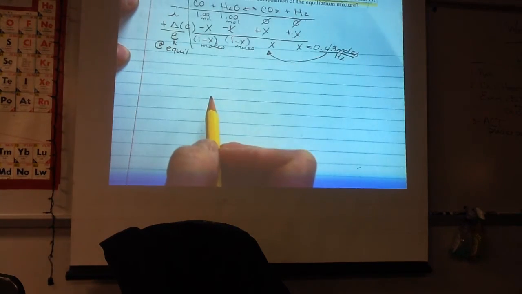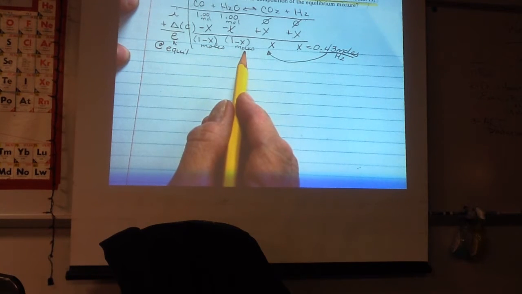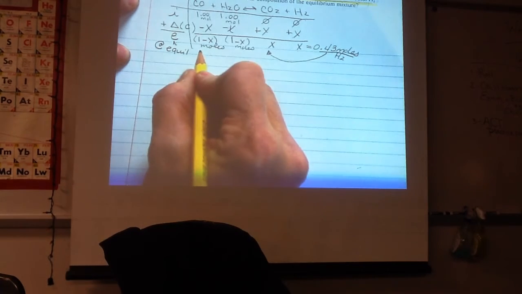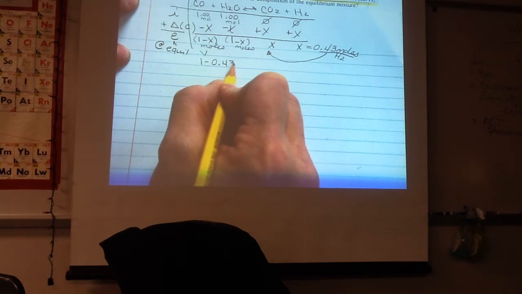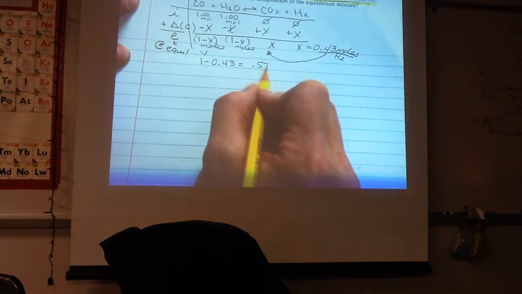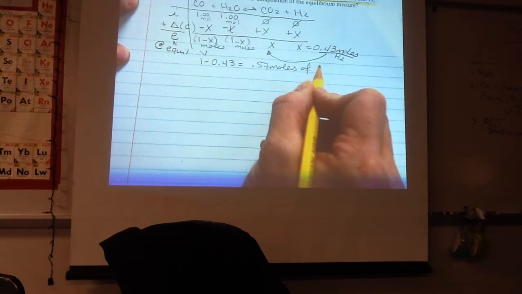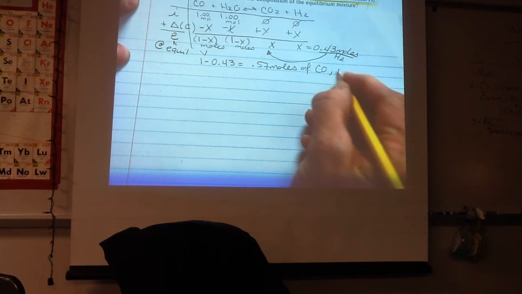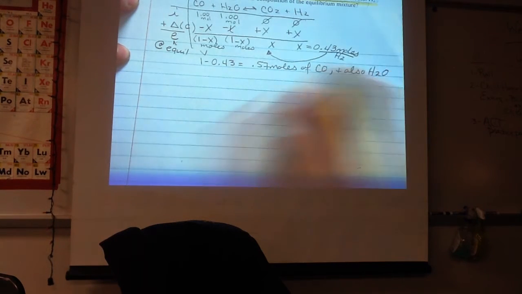And do you have enough information to get the value of CO and H2O at equilibrium? Yeah? So I take 1 minus X, where X is 0.43 given, and so I get 0.57 moles would be the amount of carbon monoxide and also the water at equilibrium.